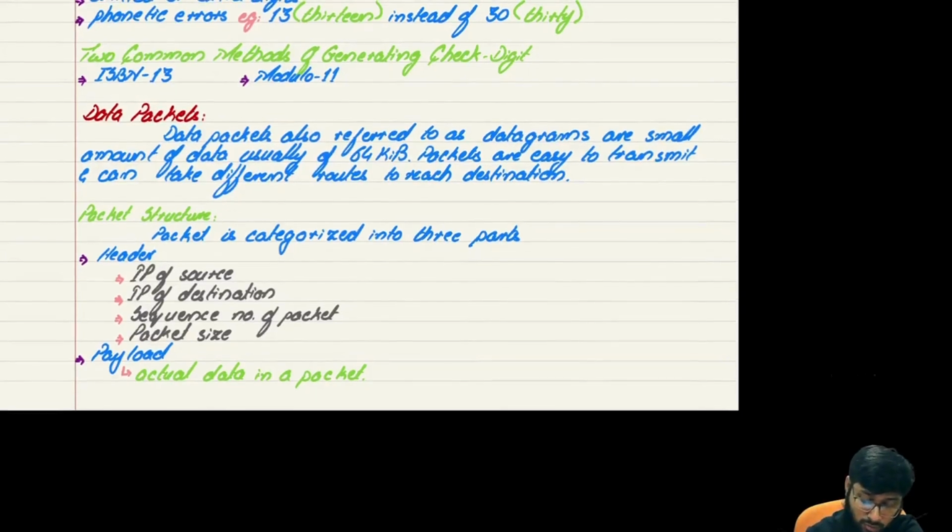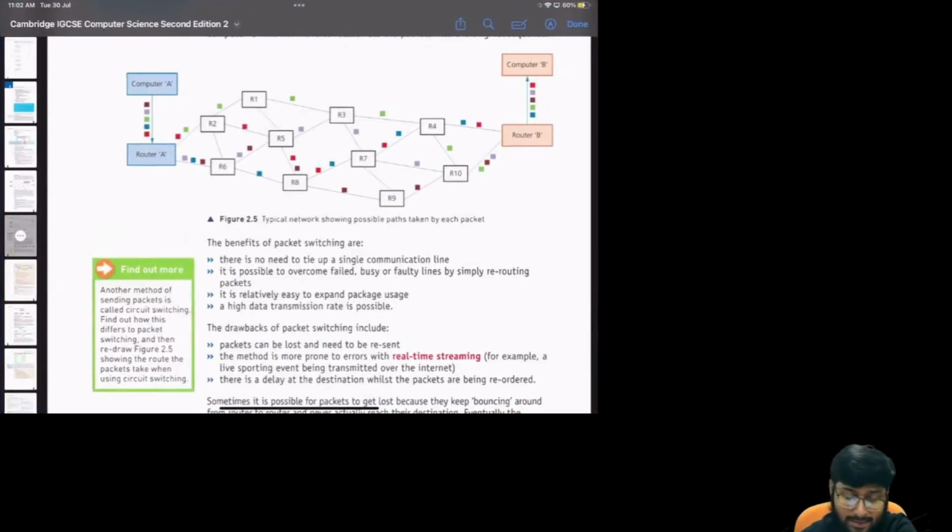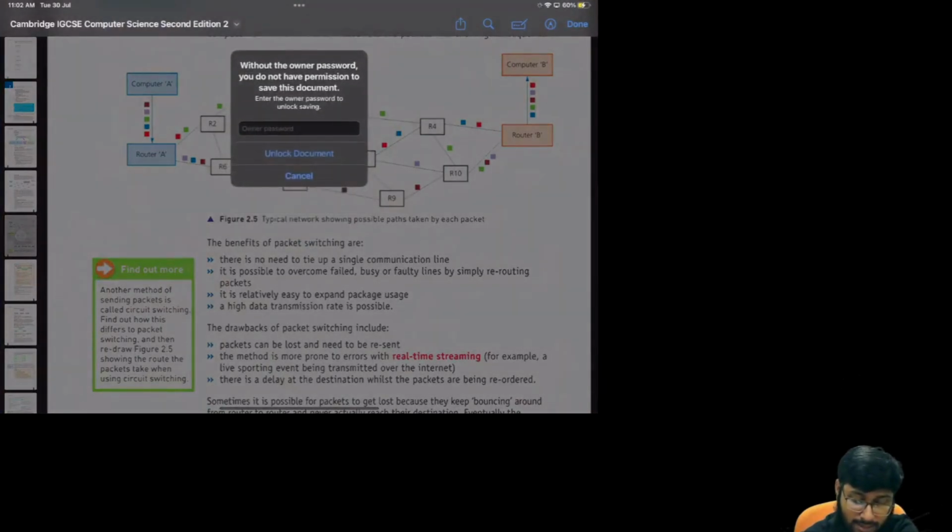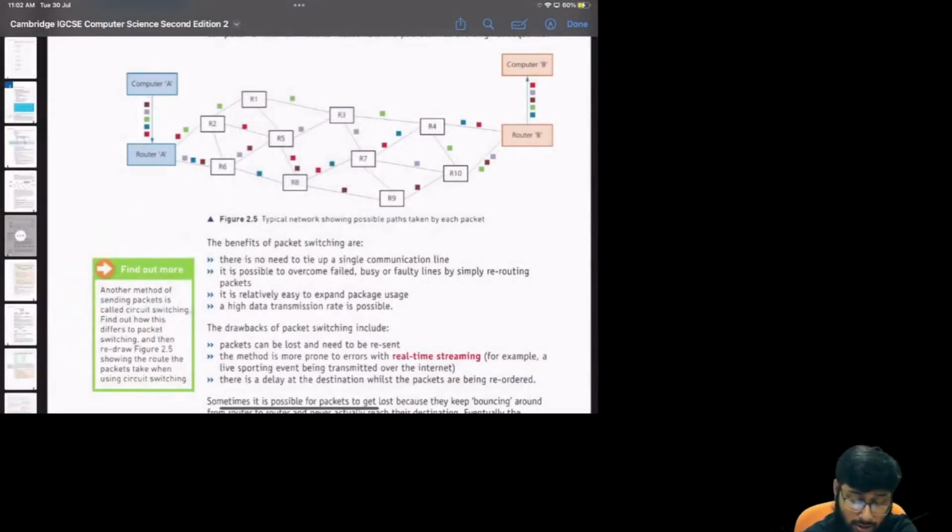Let me show you with one diagram. If you can see this diagram, these are the data packets over here. These data packets are divided. The first one is brown, then purple, then green, then blue, and then orange. When they are transmitted, they travel through various paths, which is known as packet switching. We will be learning about that as well.